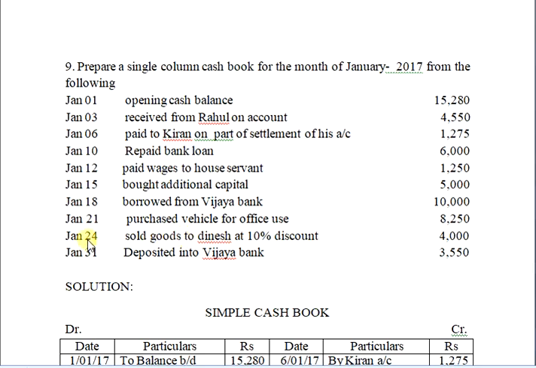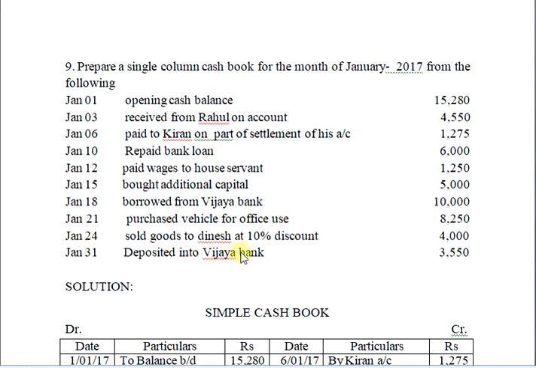My dear students, how can we find out when it is given as a cash transaction? In cash book problems, if it says sold goods to Dinesh at 10% discount for cash 4,000, it's okay. But now we are settling on what basis? Credit basis. So ignore the transaction.